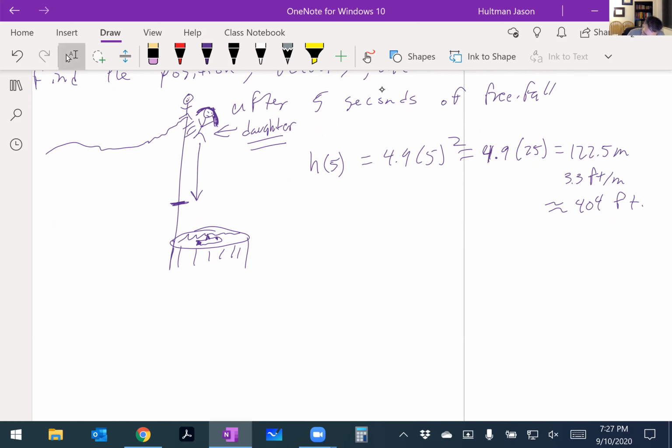Okay, so what's the first derivative of this thing going to be? That's going to be the velocity, right? I'm going to see how fast these people are traveling.